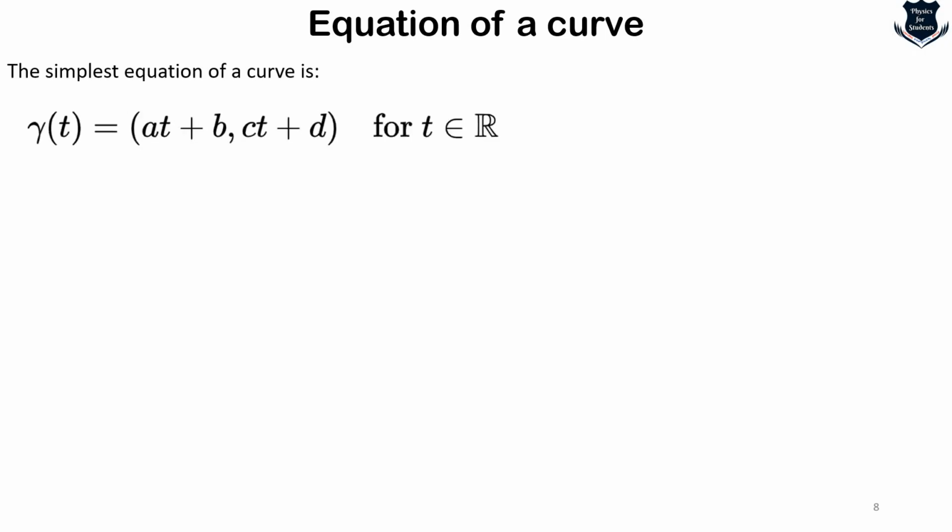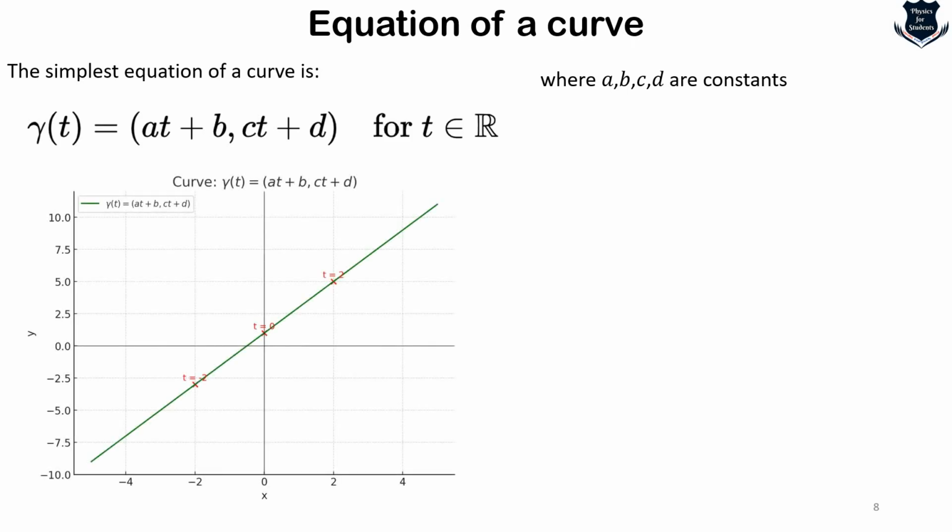Now, what is the simplest equation of a curve? This is what is called the simplest equation of a curve. And here you can see that a, b, c, d are constants I have given. t is in R, so obviously it includes the real numbers. So if I plot this, we get this kind of graph.